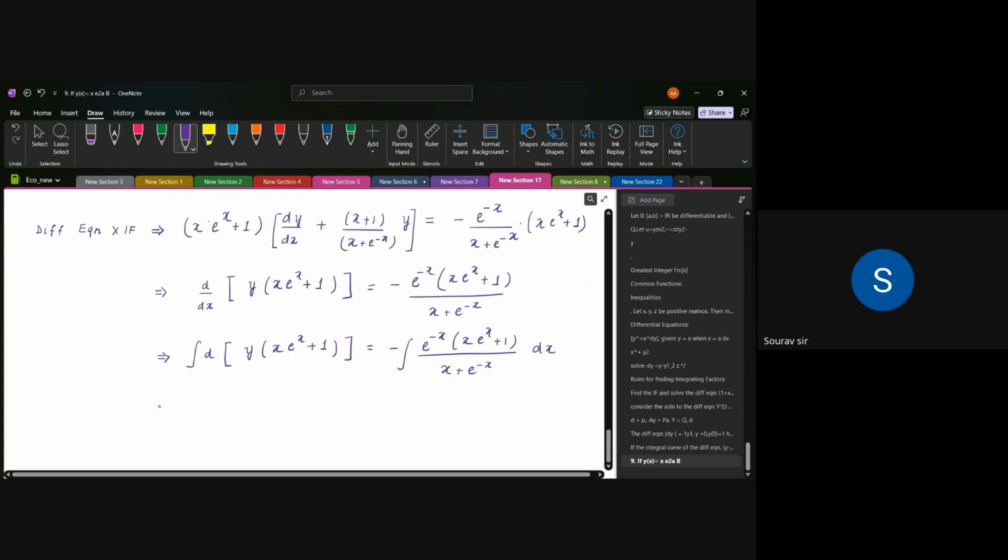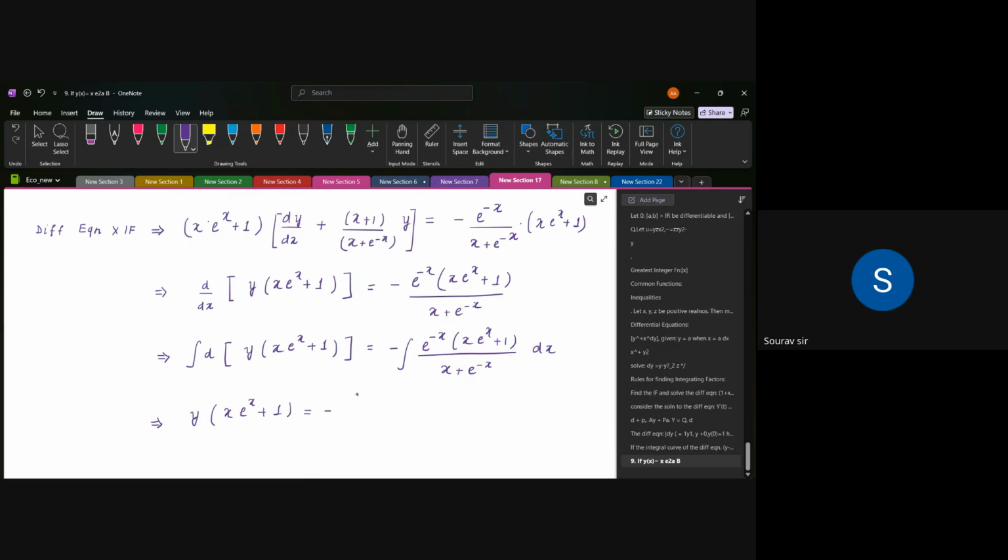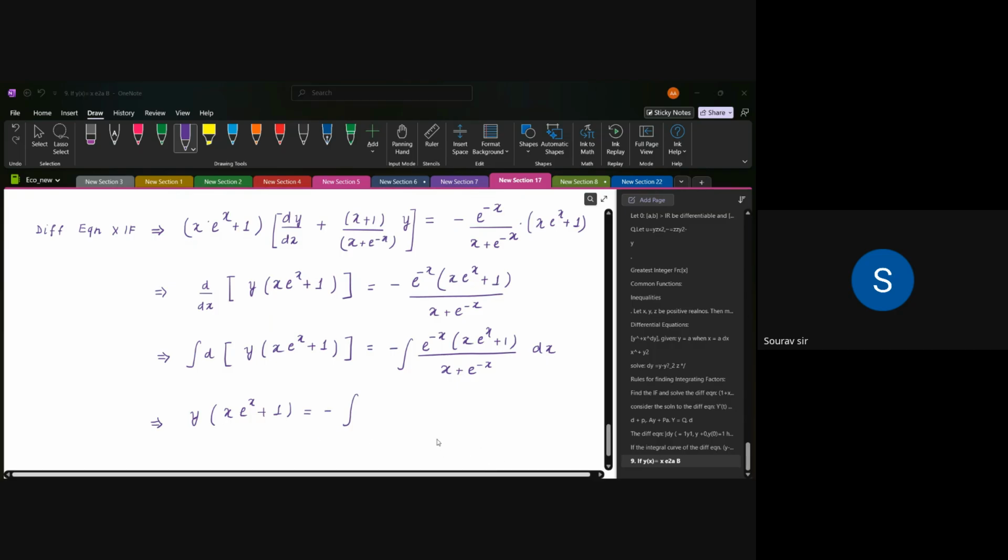So the left hand side is straightforward. This will be y times this. What about the RHS? Anyone? How do I begin with solving this?